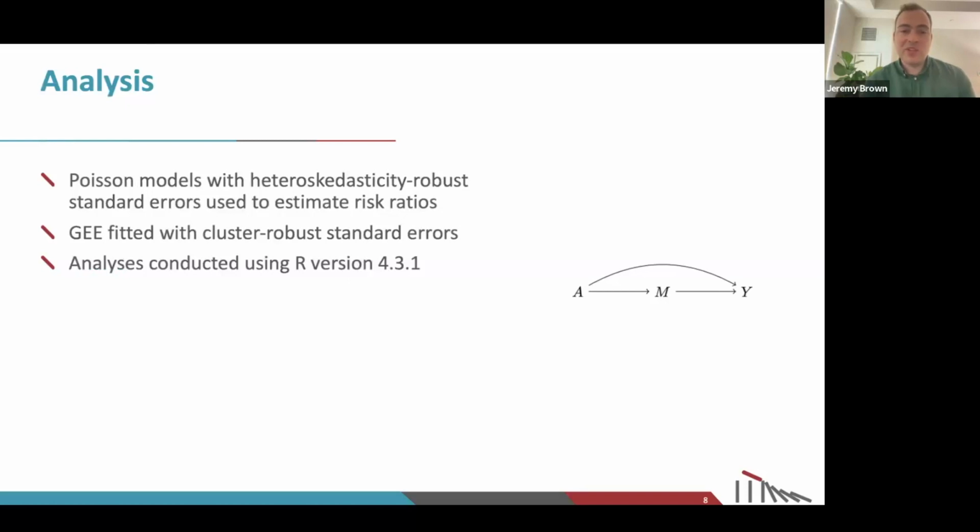The analysis was Poisson models with robust standard errors to estimate risk ratios, and also generalized estimating equations with cluster robust standard errors.